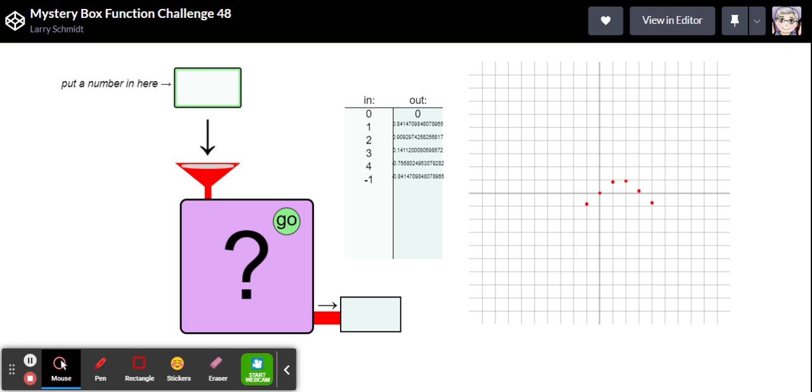And let's try -2. Yeah, okay. So I think, what? What is this? I'm going to try some more random points here. Let's try a 5. Let's try a 6. Oh, okay. I think I know what's going on. Let's try 7.